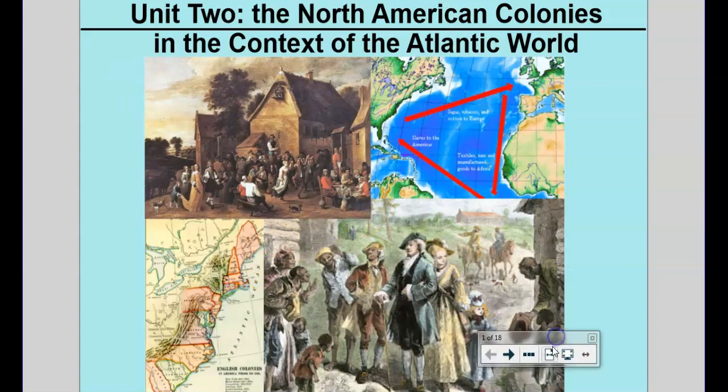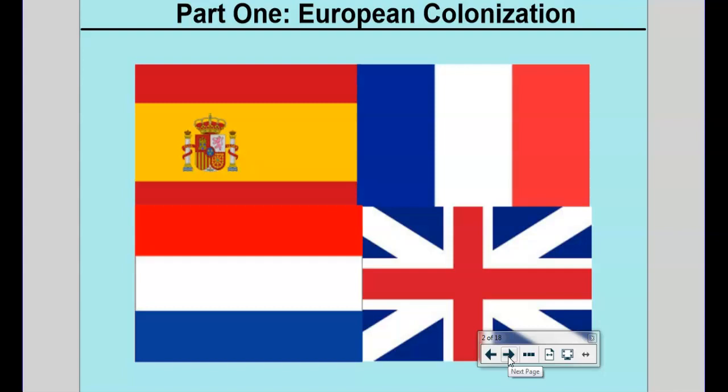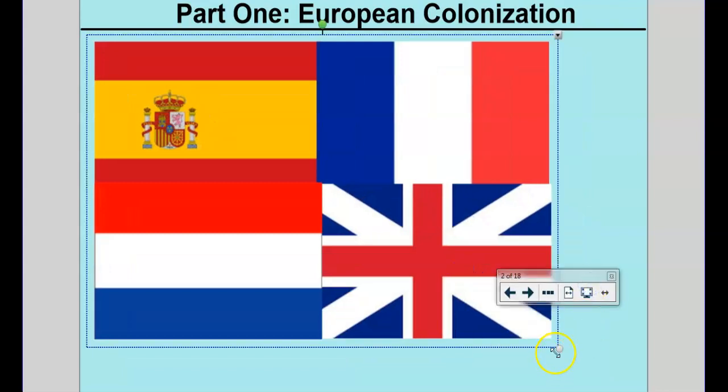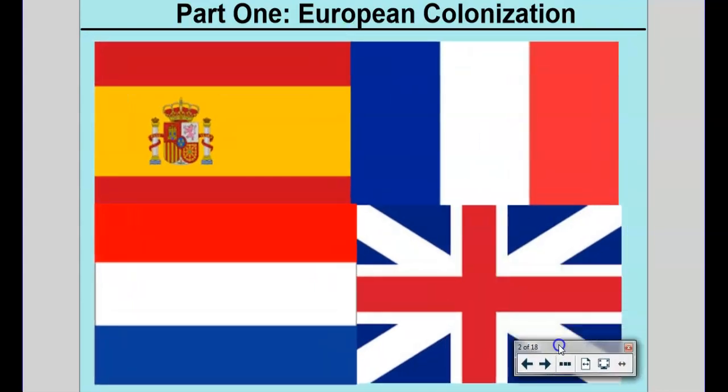So hopefully you have the big title written into your notes for the unit. And now we'll get into Part 1, European colonization, the good old flags of all of our various European colonizers here, which I always knew from playing FIFA soccer growing up. That has helped me learn the flags. But these are our four major players. Let's get into some details.